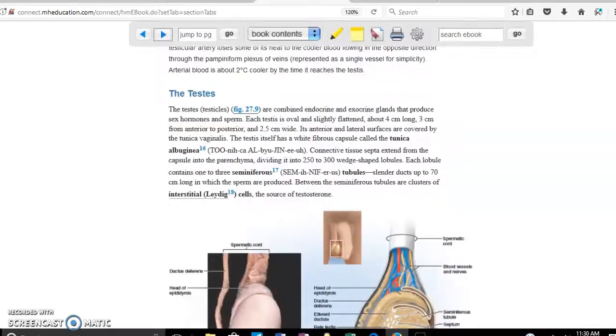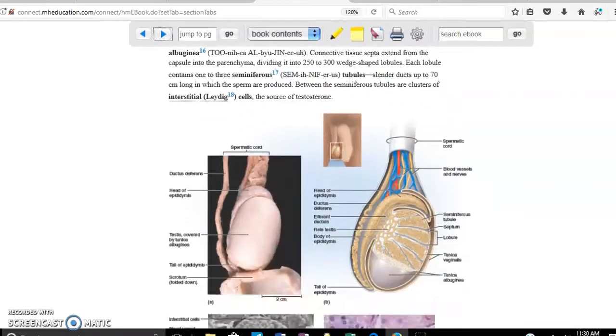The testis, we already mentioned, is inside the scrotum, but if we cut the testicles, we can see here the set of tubes. Everything starts with the seminiferous tubules that you can see right here. That's where spermatozoids are going to be created. The seminiferous tubules continue into the rete testis, which is this area. The rete testis continues into the epididymis. This is the head of the epididymis, goes down into the tail of the epididymis, and from there it goes up into the ductus deferens, as you can see right here.